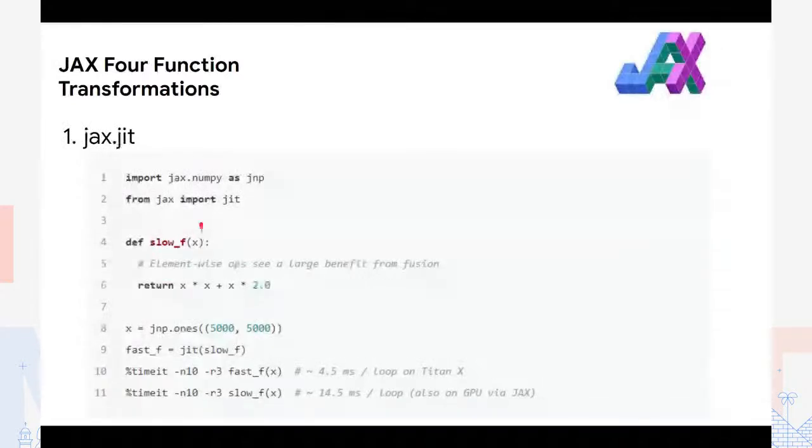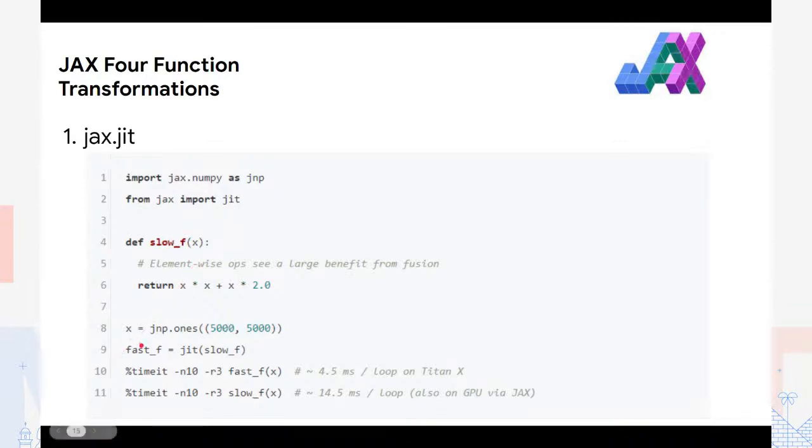And then, to define this x, we're using JAX's NumPy. It's not imported, it's here. We're trying to create an array that contains 5,000 rows and 5,000 columns. Those are arrays of ones. We need to define this x because this slow function needs an array as an input.